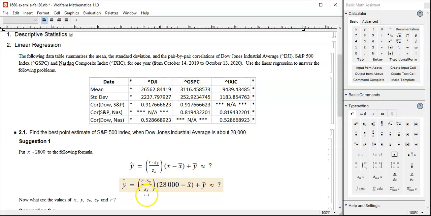Sx and Sy, those are standard deviations, so they're coming from the second row. Which is which? And how about R? Well, the same, so it doesn't matter which way you select. This quantity is going to be 0.91 something anyway. So 0.91766. Okay, that much is sufficient.